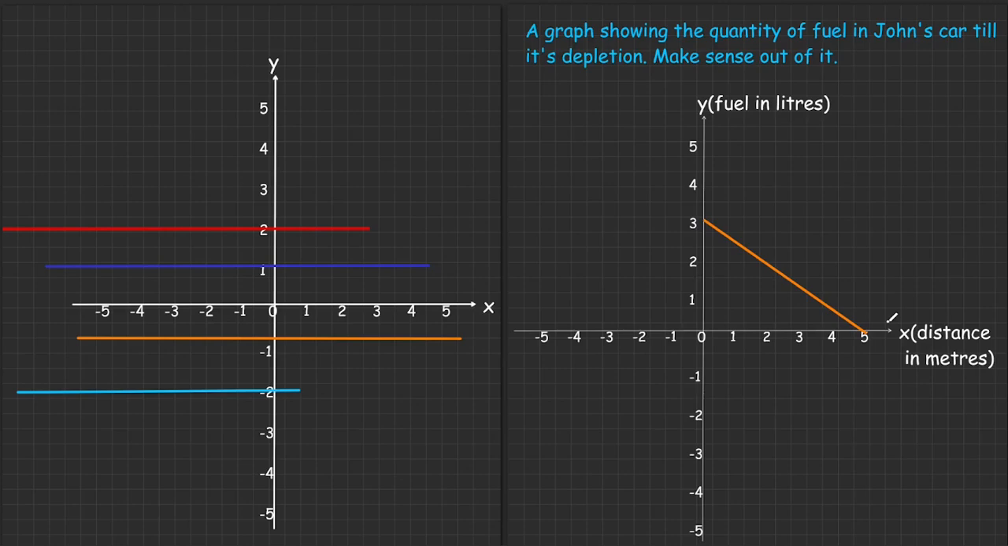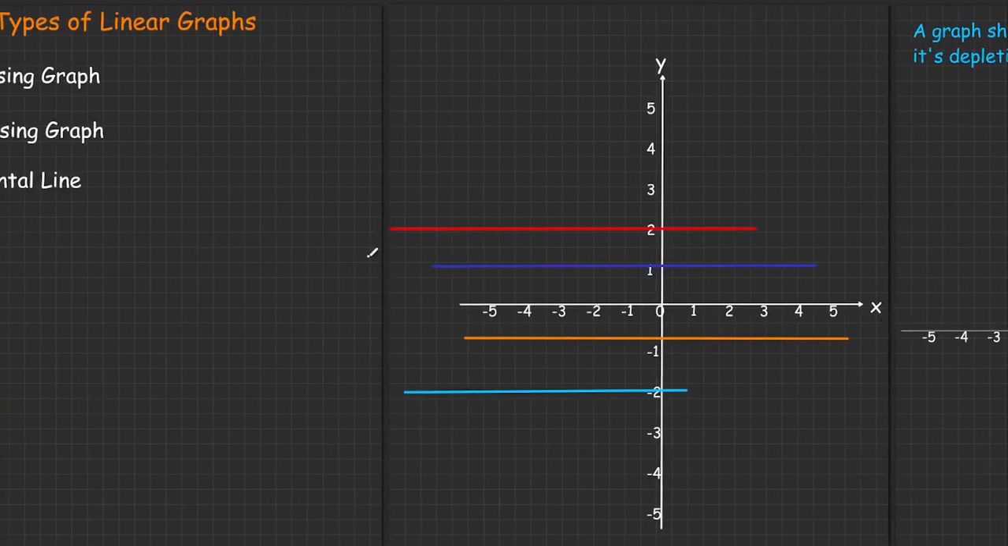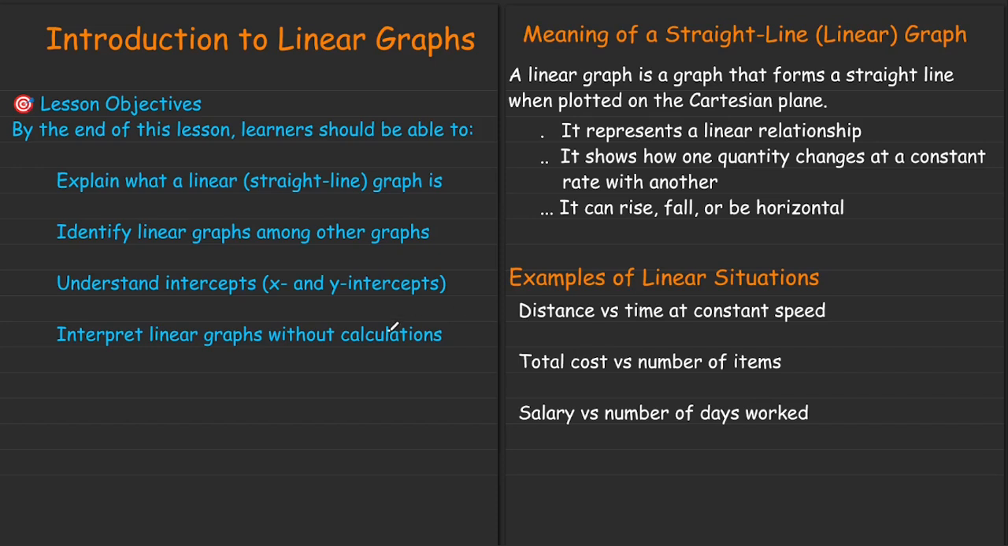So we are ending here. And in this lesson, I do hope our objectives have been achieved. By now, you should be able to explain what linear or straight graph means. You should be able to identify linear graphs among other graphs. You should be able to understand our intercepts, that is the x and y intercept. And though we just looked at one interpretation, you should get the gist of how to interpret linear graphs as well.